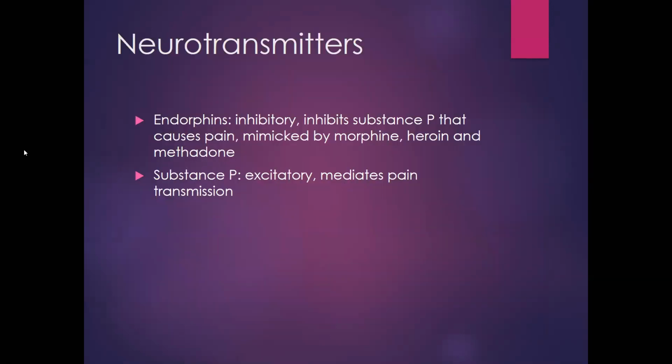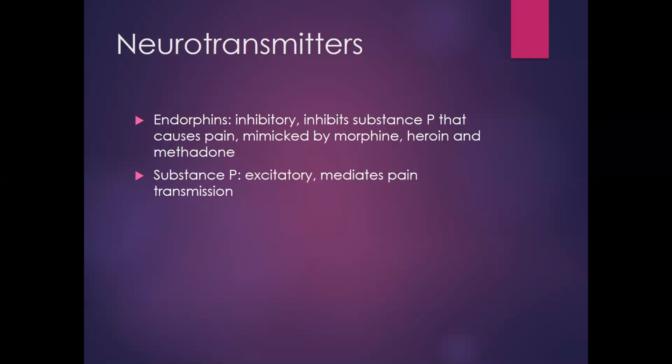Now, endorphins are fabulous because they're inhibitory. They are the ones that are going to inhibit substance P, which is the neurotransmitter that causes pain. And it's mimicked by morphine because it's actually made out of the same class, and so it's going to bind to the same receptors. Heroin is also an opiate in the same family, and heroin and methadone. So, and Naloxone.